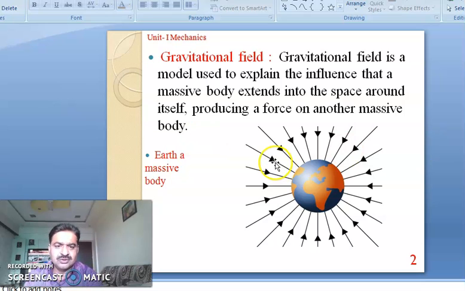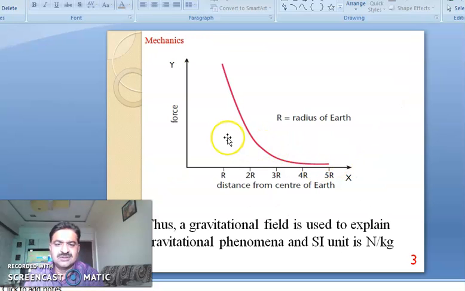See, you know, every body, when released from a certain height, comes to Earth. The reason behind it is what? Because of its influence on other massive bodies. That is said to be gravitational field. Now let us come to the graphical representation of gravitational field.